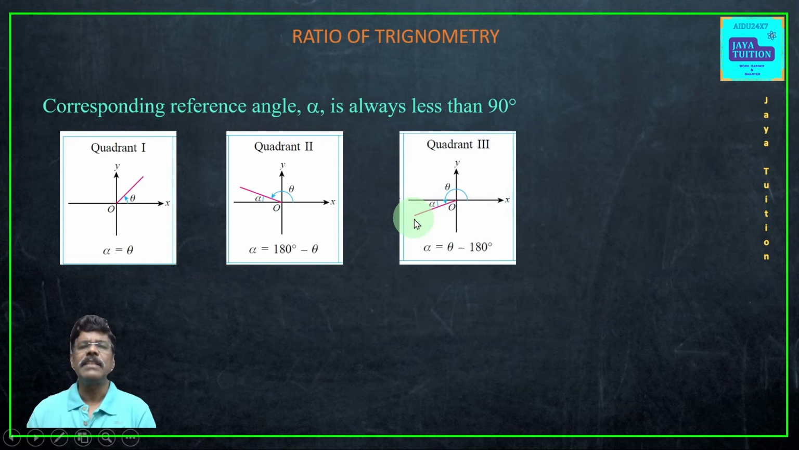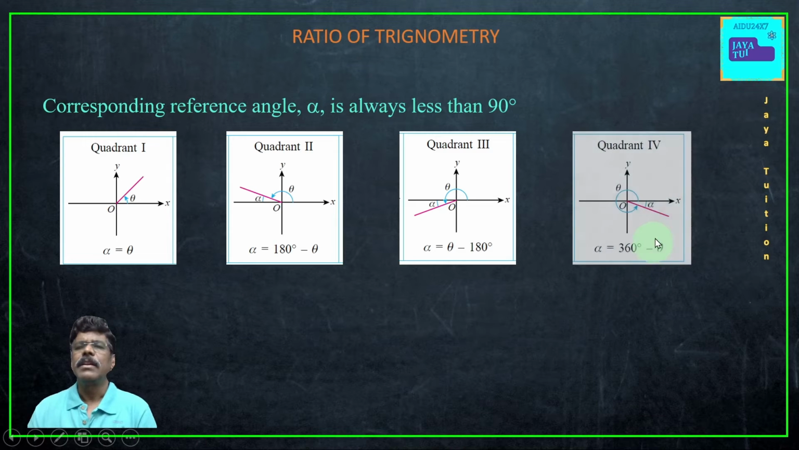If the point lies in the third quadrant, then the value of alpha will be equal to theta minus 180 degrees. If you are in the fourth quadrant, then the value of alpha will be equal to 360 degrees minus theta. So the reference angle calculation is very important in most of our calculations.